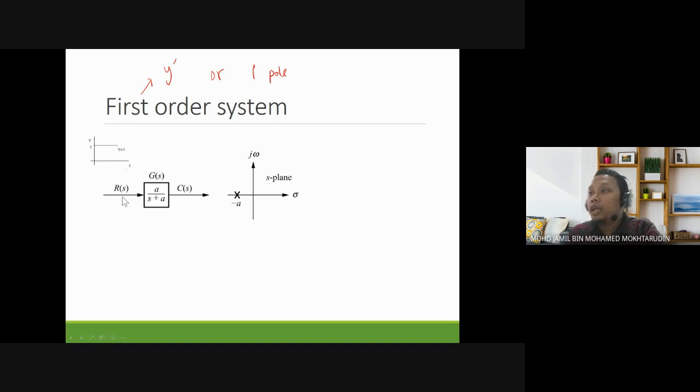So let's say you have a system with R(s) as input, G(s) equals a divided by (s+a), and C(s) is the output. Look at the G(s) here: you have a divided by (s+a). So here you have only one pole, which is s equals minus a. One pole means that G(s) is a first order system. So you can plot the pole on the s-plane. On the s-plane again, the y-axis is the imaginary value, and the real axis or x-axis is the real value.